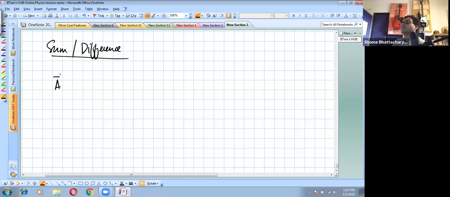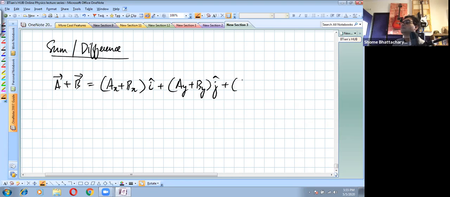So, a vector A plus a vector B is going to be Ax plus Bx, i cap, plus Ay plus By, j cap, plus now one more component. Similarly, if the sign is minus between them, so nothing difficult now from this point onwards.